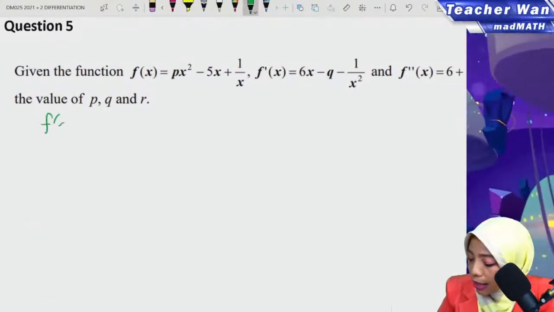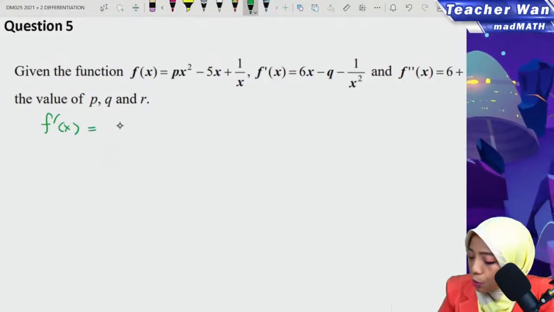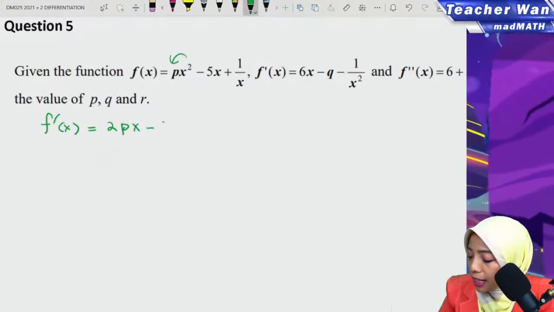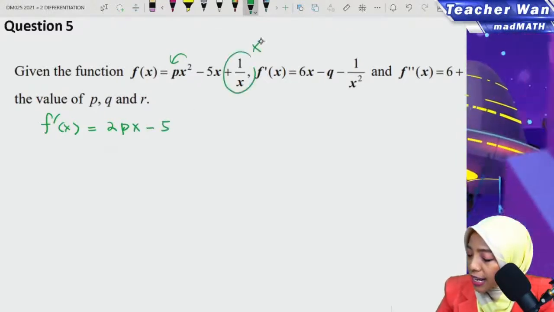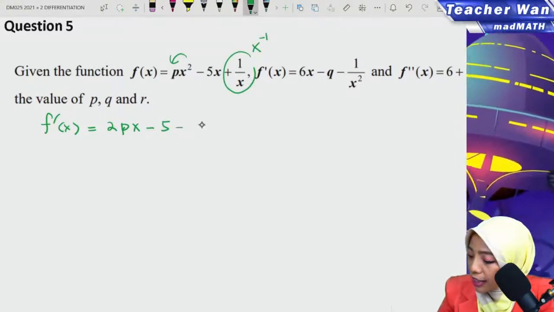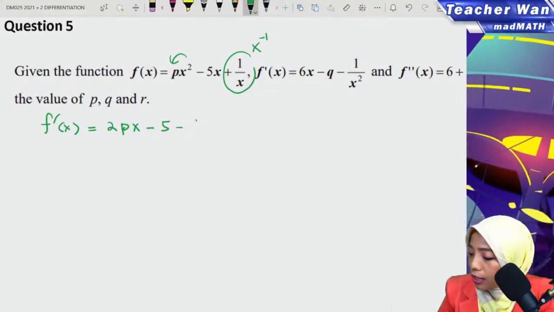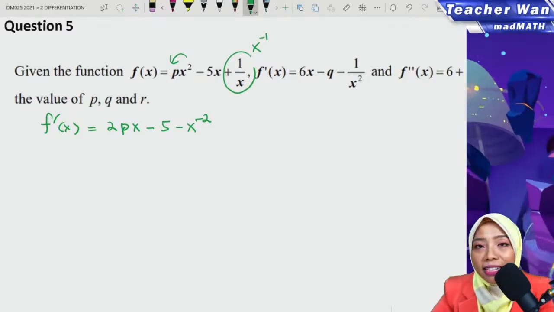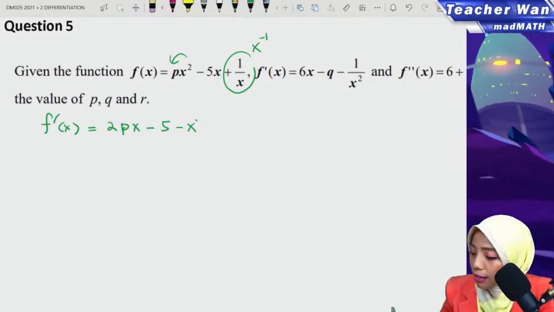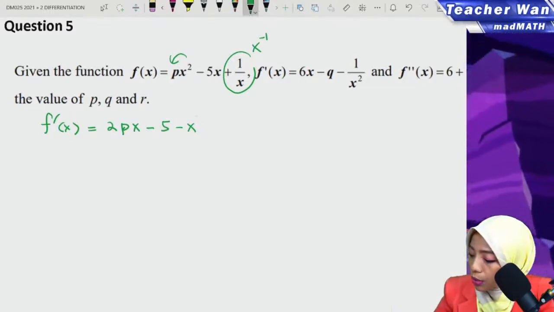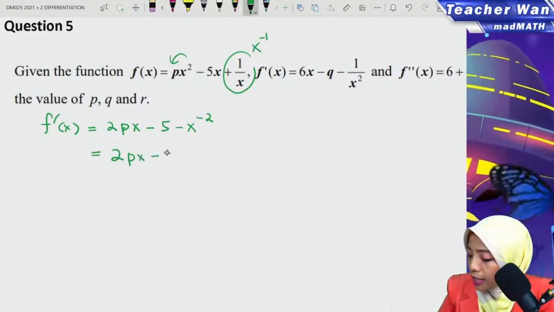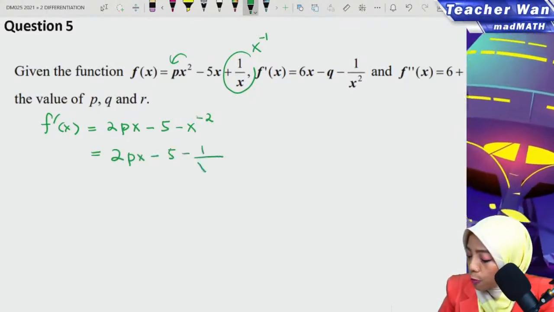f prime x equals, okay, 2px minus 5, this is x to the power of negative 1, so negative 1, x minus 2. Okay, minus 1, minus 2, sorry. This is also 2px minus 5, 1 over x squared.